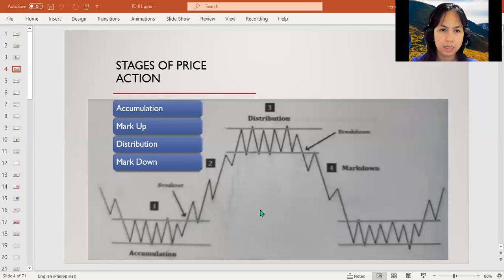Okay. Stage two is also called the markup. So something that won't go down must be going up. So at this point, half the sellers have already exhausted their supply, and the other half is now changing their minds and having second thoughts on selling further.